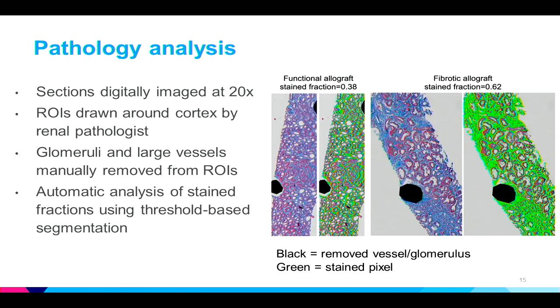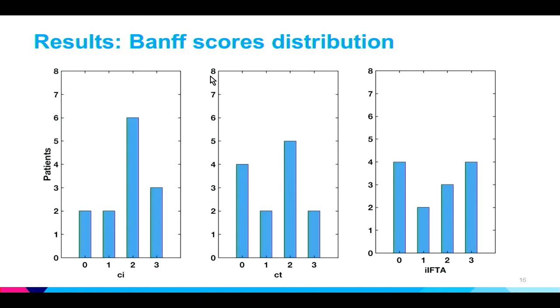In addition to the qualitative pathology analysis, we performed quantitative pathology on digitized slides, digitized at 220 times magnification. And after exclusion of the medulla, of the glomeruli, and the large vessels, we performed automatic analysis of stained tissue fraction, as shown here in the example with a functional allograft and a fibrotic allograft. The Banff scores seen in our patient cohort covered the whole range of scores, but were biased towards moderate fibrosis and moderate tubular atrophy. So more patients had a moderate degree of fibrosis.